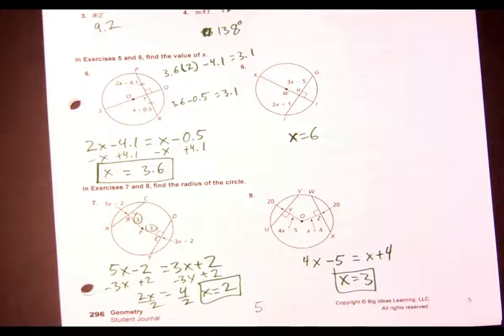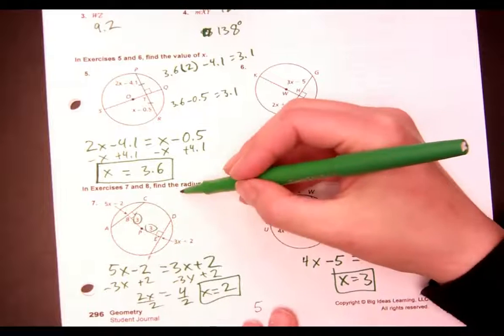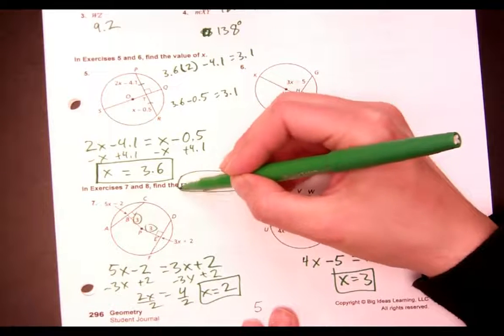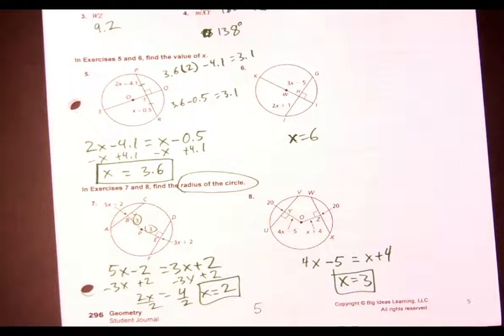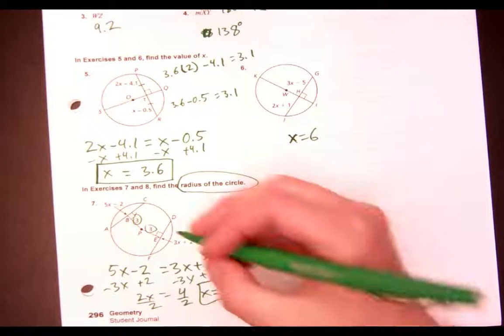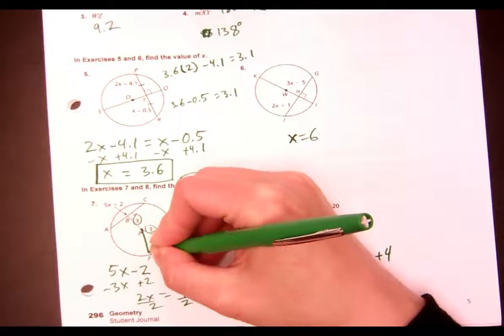Okay. Are we done with these problems? No. Find the radius of the circle. Those were really easy, solve for the missing part, but we have another step. So what is the radius of the circle? Do you remember from last time? The dot to the edge. Yeah, so it's the dot to the edge.